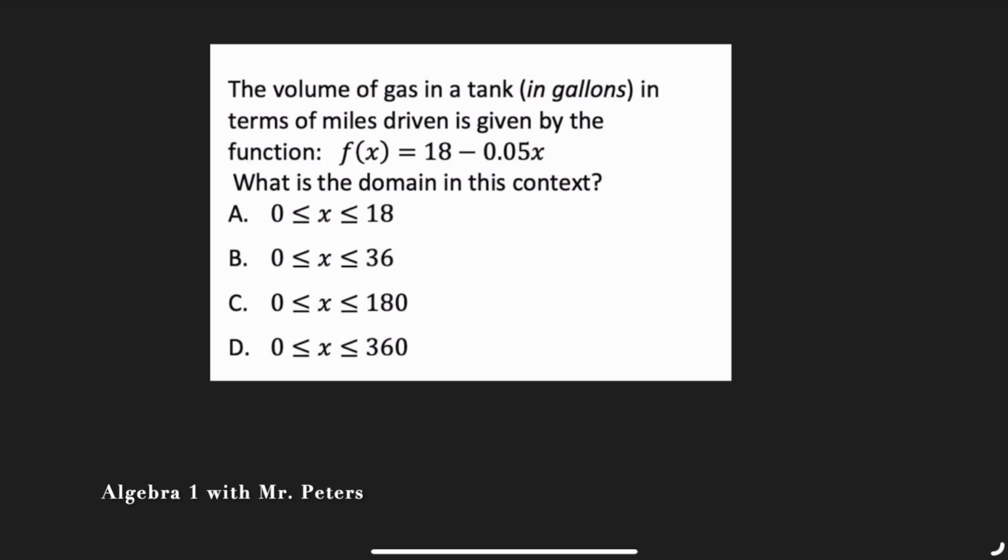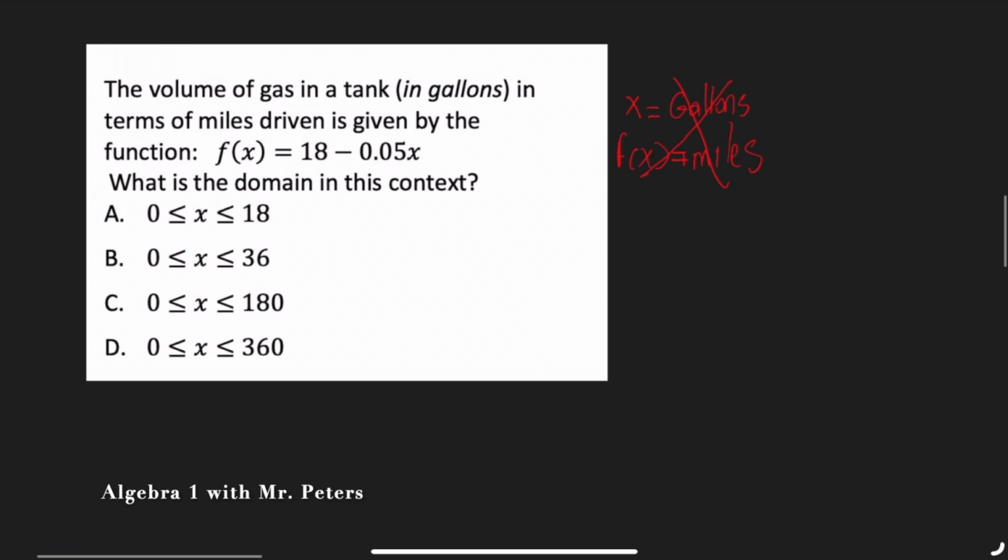the concept. So after you read this problem, most of us are going to say, hey, the amount of gallons is going to affect the amount of miles driven, because that's what we're typically used to, right? However, they try to trick us, y'all. So if we look at the wording, it says the volume of gas in a tank in terms of miles driven. So when we look at that, what are they actually saying? The variables are reversed. So they're saying, hey, the amount of miles driven is going to affect what? The amount of gallons available in the vehicle.